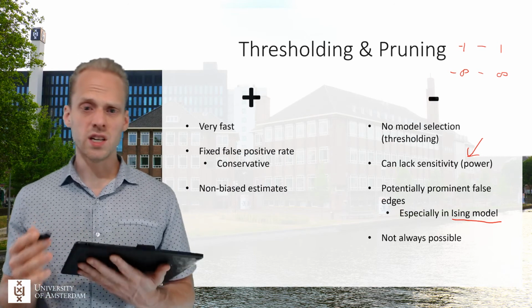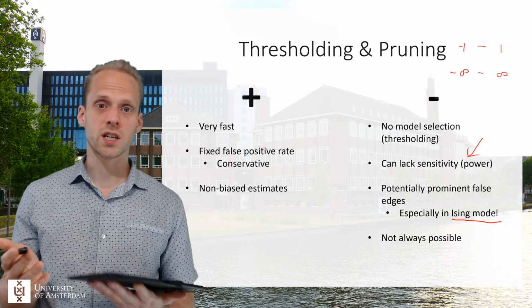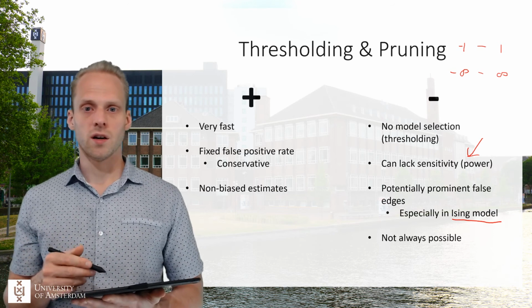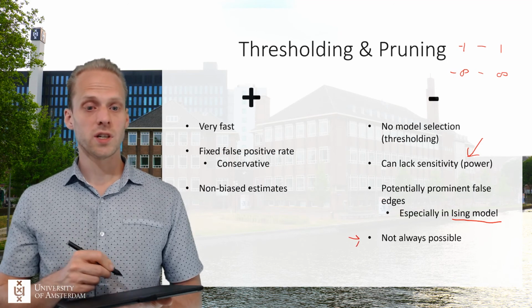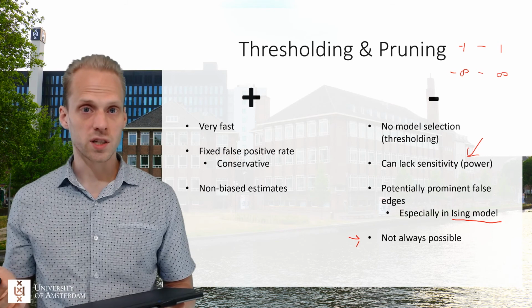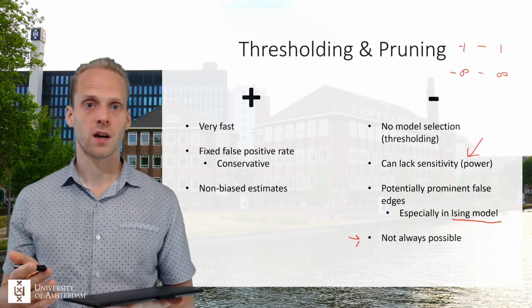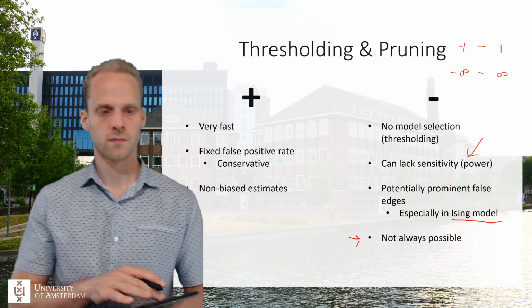So especially for the Ising model, I like this a bit less than the regularization methods that we'll talk about later, mainly also because of this. A final problem with thresholding and pruning is that it's not always possible, because often we don't know the sampling distribution of these edges. Then we can bootstrap, but that might also be very computationally challenging sometimes. Okay, that's it for the video on thresholding and pruning.